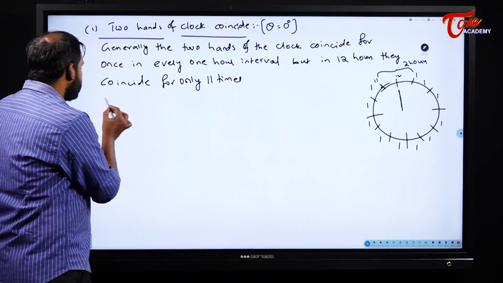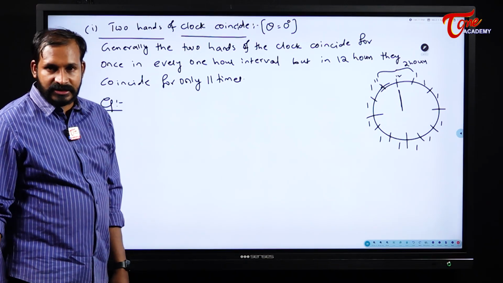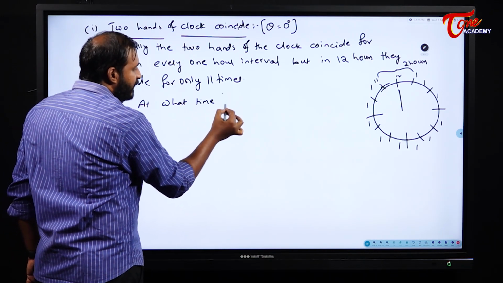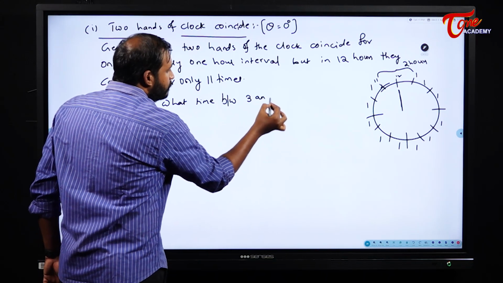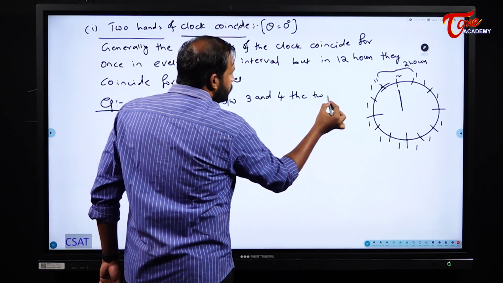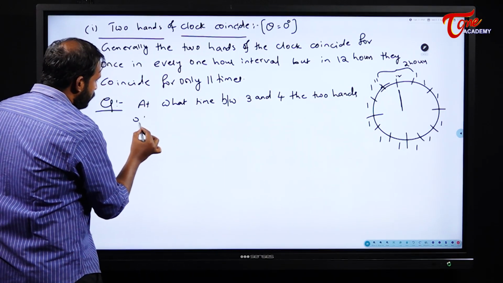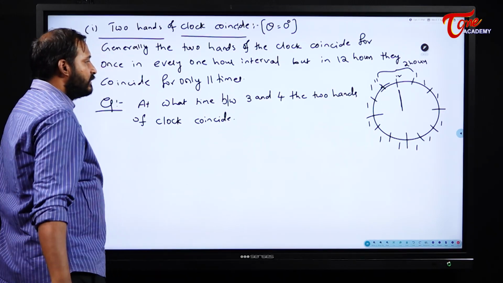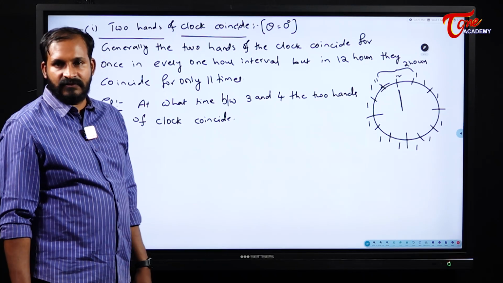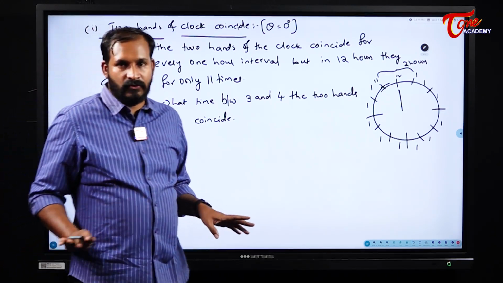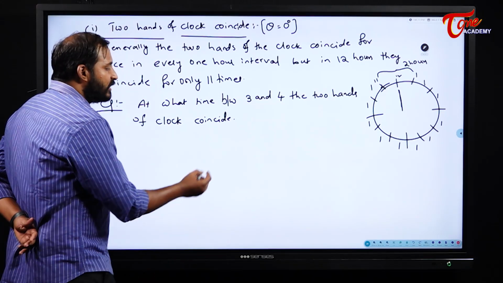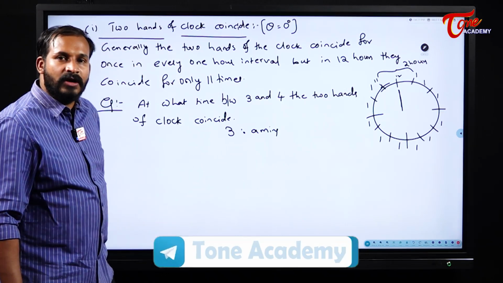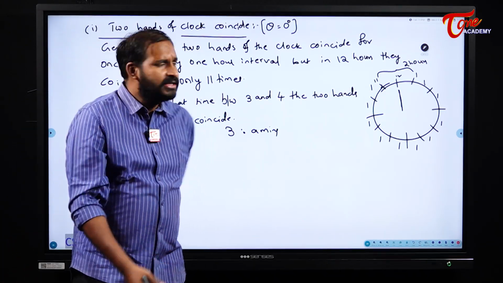Okay. Now, how will the questions be asked from this concept? See here, at what time between 3 and 4 do the two hands of the clock coincide? This is the question. We don't know exactly at what time those two hands will coincide. So let us assume that the two hands will coincide at 3 o'clock A minutes, that means 3:20, 3:30, something like that.